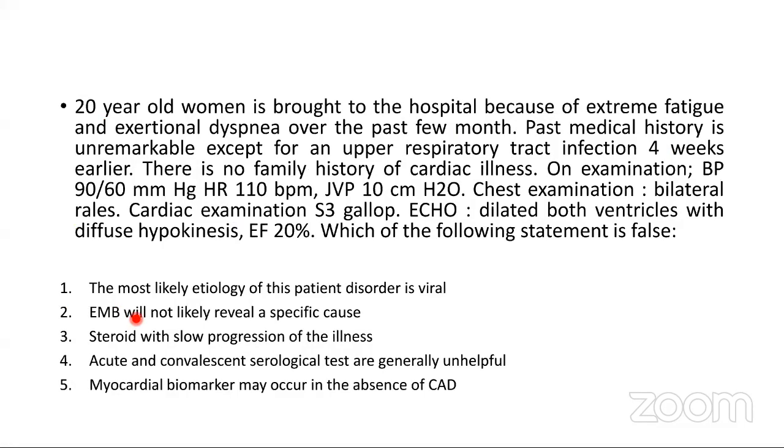To break the monotony, we will take a question. A 20-year-old woman is brought to the hospital because of extreme fatigue and exertional dyspnea over the past few months. Past medical history is unremarkable except for an upper respiratory tract infection 1 month earlier. There is no family history of cardiac illness. Examination revealed hypotension, tachycardia, elevated jugular venous pressure. Chest examination shows bilateral rales, and cardiac examination shows an S3 gallop. Echo revealed a dilated left ventricle with severe impairment of contractility. Which of the following statements is false?